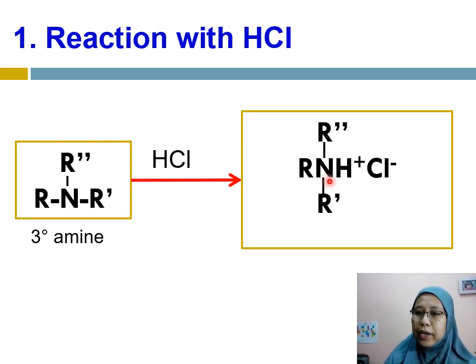Where does the lone pair go? It will form a covalent dative bond with hydrogen, H plus here, and H plus is bonded ionically with chlorine. So we have one covalent dative bond here between N and H, and one ionic bond here between hydrogen H plus and chlorine Cl minus.